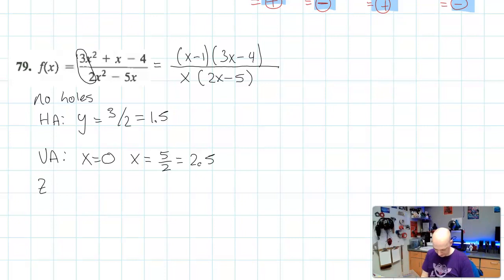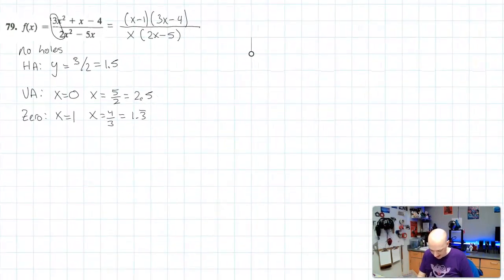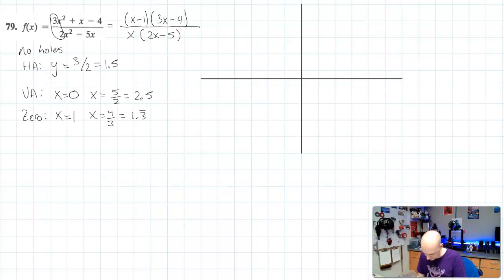Also, we have zeros. We have one at x equals 1 from the x minus 1 term, and also one at x equals 4 over 3, or 1.3 repeating from the 3x minus 4 term. So nothing really is changing in this problem other than there's annoying fractions. Don't be afraid of the annoying fractions in factoring, but it certainly makes this problem a little bit scarier to approach initially.